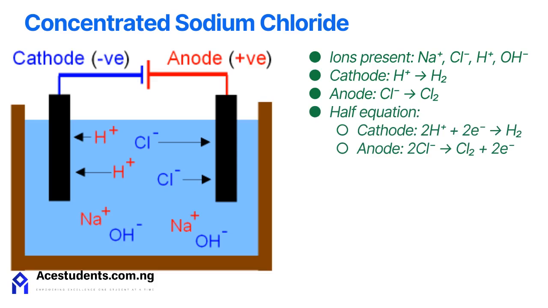At the cathode, 2 hydrogen ions plus 2 electrons give hydrogen gas. At the anode, 2 chloride ions form chlorine gas plus 2 electrons.